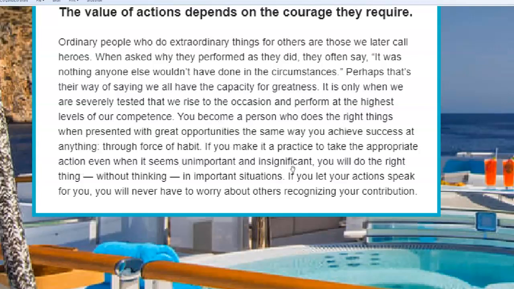It seems unimportant. It seems insignificant. But if you keep doing it and keep doing it, it'll start to happen without thinking. And then in important situations, like somebody comes and needs your help with something, and you're drawn away from the charts, and you come back to the charts, you're very happy that you've identified possible first legs, because a second leg shows up on one of your identified trade pairs, right? So this bottom part is not relevant in this case, right? If you let action speak for you, you will never have to worry about what others recognize in your contribution. Well, that's really not what I wanted to take away from it, but in the same way we can say if you let your actions speak for you, you'll never have to worry about the equity levels of your trading account. They're going to stay going upward.